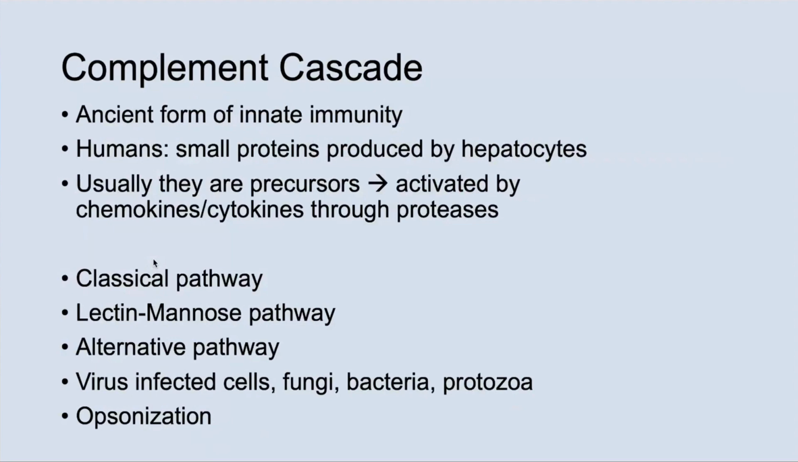This way, they're activated by certain chemokines and cytokines through a process of proteolysis, and then they start to activate throughout the body to bind bacteria. It could be yeast. It could help with antibody opsonization and the like. There are different parts of this, and I'll show you a cartoon shortly, where you'll see the classical pathway, a lectin mannose pathway, which is really through identification of certain carbohydrates, and the alternative pathway, which is enacted by certain other chemokines. Again, this could be for virus-infected cells, fungi, bacteria, protozoa. The other part of what they do is to help with opsonization.